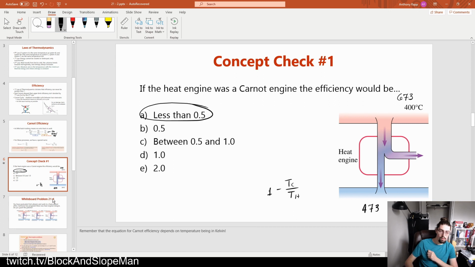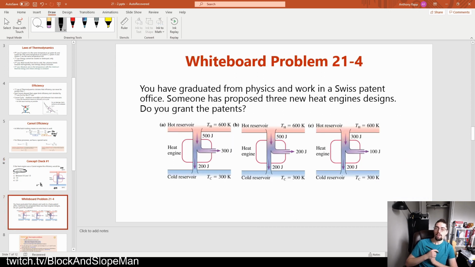Okay. Well, let's try it on a problem then. Let's say you have now graduated from physics. You are working in a Swiss patent office. Somebody has proposed 3 new heat engine designs. You look over these 3, right? And you're looking at essentially the broad details of each of these 3. If you are doing your job properly, meaning you are actually making sure that these things work first, which of these 3, if any, deserve a real patent? But also, yes, the only time you could get 100% efficiency is either Th goes to infinity or Tc goes to 0. One of those 2.